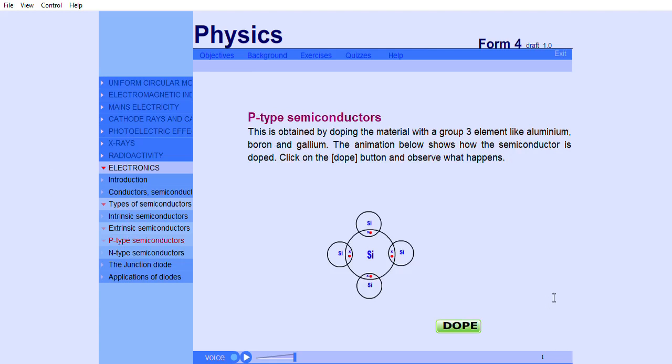P-type semiconductors. This is obtained by doping the material with a group 3 element like aluminium, boron, and gallium. The animation below shows how the semiconductor is doped. Click on the Dope button and observe what happens.